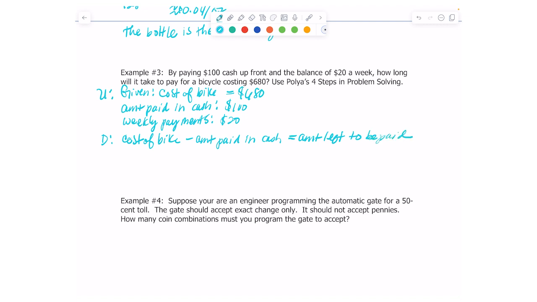Okay, but I'm not quite finished, right? So how would I figure out how long it would take me? So I'm looking for time, right? So the amount left to be paid, I would need to take that and divide by 20 because the plan is to pay $20 a week. So I'm going to take the amount left to be paid and divide that by 20. And then that's going to give me the number of weeks left to pay off the bike.